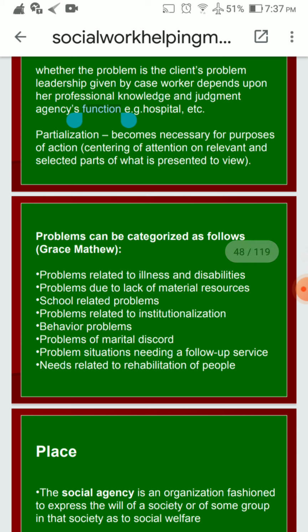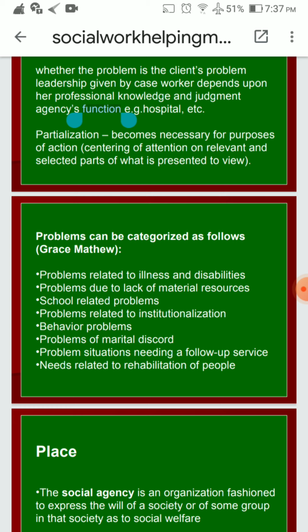Another, problems related to institutionalization. Correct, just like the different agencies. So that is one of the problems. Just like the different accreditation of the different orphanages, one of the problems din yan. Next will be behavior problems.